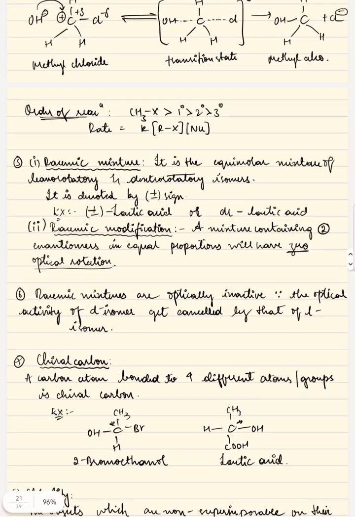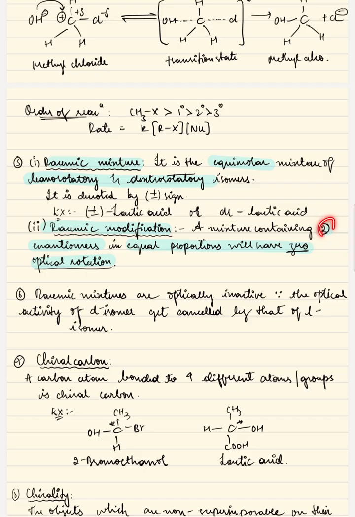So next is talking about racemic mixture and racemic modification. A racemic mixture is an equimolar mixture of levorotatory and dextrorotatory isomers. A racemic modification is a mixture containing two enantiomers in equal proportion and will have zero optical rotation.